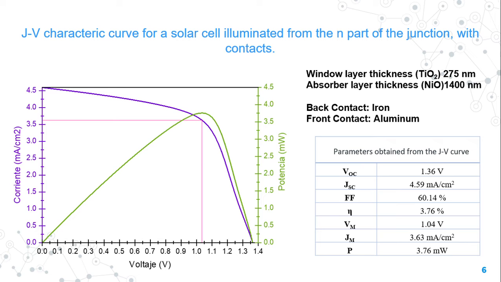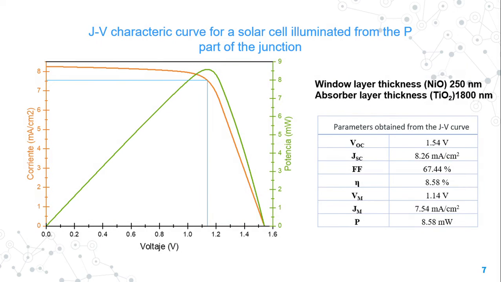But what happens when we illuminate the solar cell from the other side? Here is the JV characteristic curve for a solar cell illuminated from the P part of the junction. As we can see, we have a result of 8.58% efficiency and 67.44% for the fill factor. So the relationship between the voltage and the current is better than when we illuminated the solar cell from the inside of the junction.